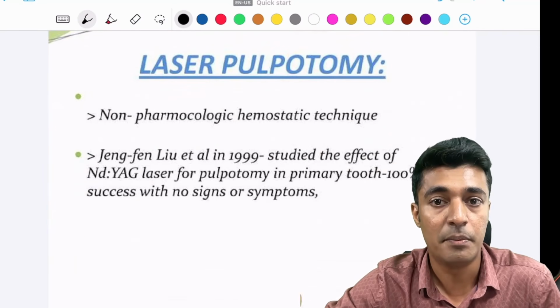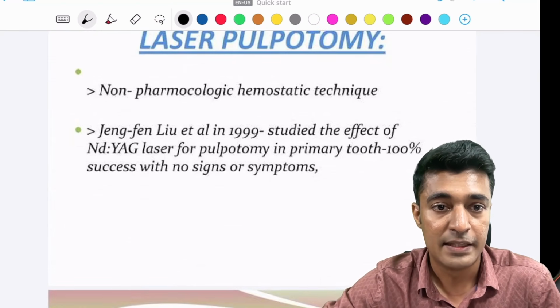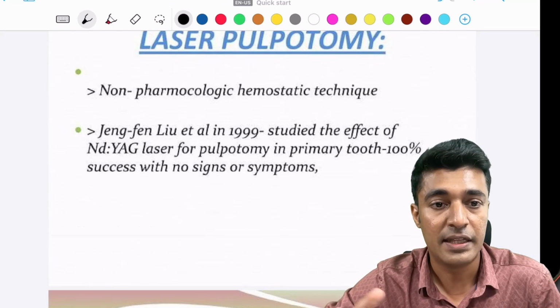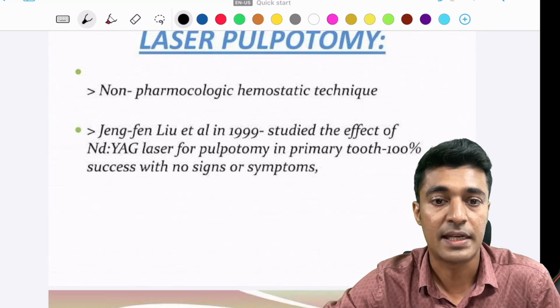Coming to laser pulpotomy, it is also a non-pharmacologic hemostatic technique. Certain studies done by Jenfu Liu found that Nd:YAG lasers in primary teeth had a 100% success rate with no signs or symptoms.